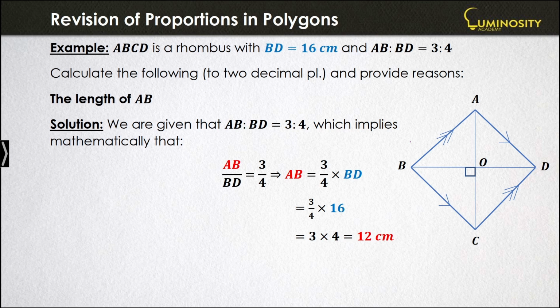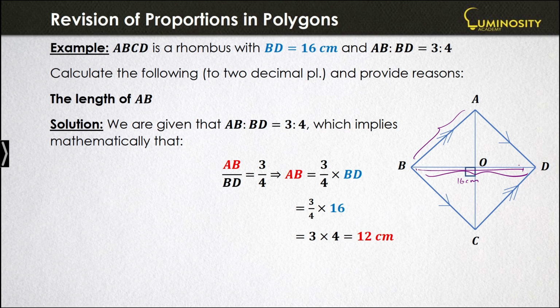So ABCD is a rhombus, and we're given that BD, this diagonal length here, is 16 centimeters, and the ratio of AB to BD is 3:4. So now we want to calculate the following to two decimal places and provide reasons.